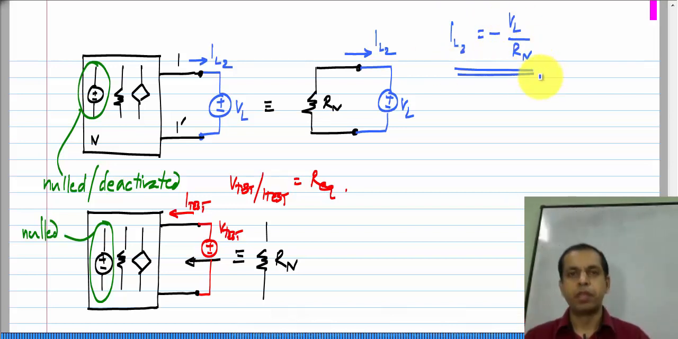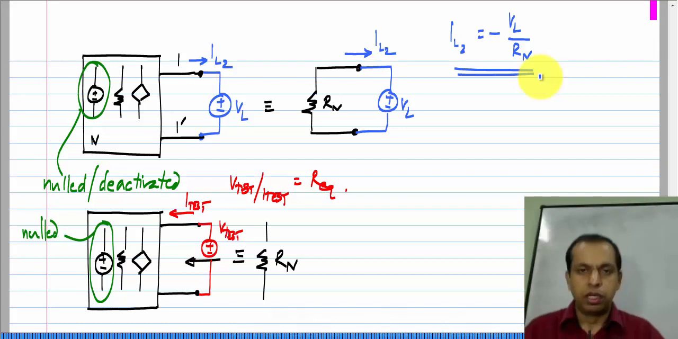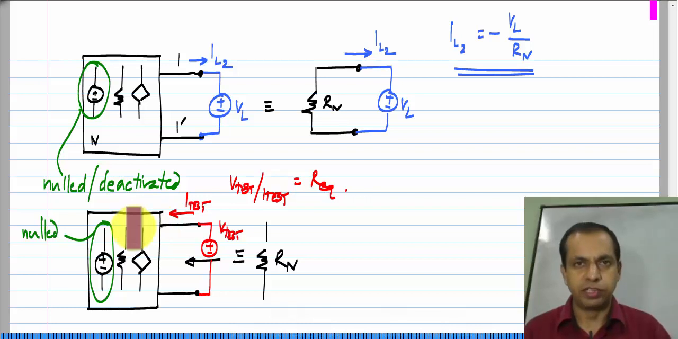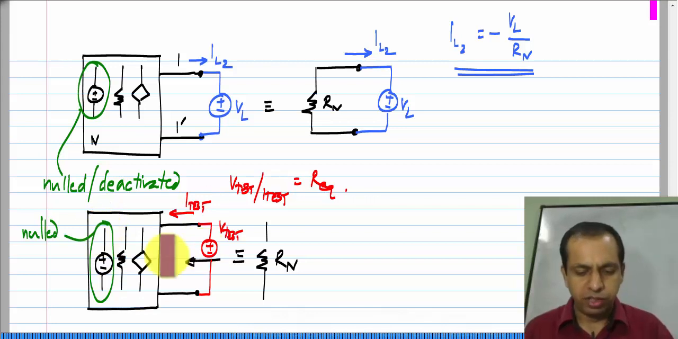Okay. And I have to superpose this with the short circuit current to get the total current. I will do that later. If you recall what we calculated for the Thevenin equivalent, in Thevenin equivalent also there was a resistance R TH. It was exactly the same thing. We deactivated the internal sources and found the resistance looking in.